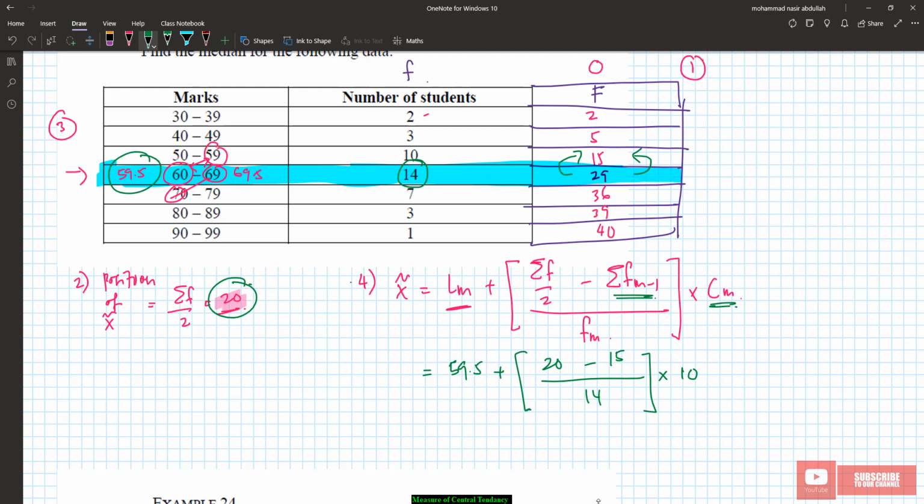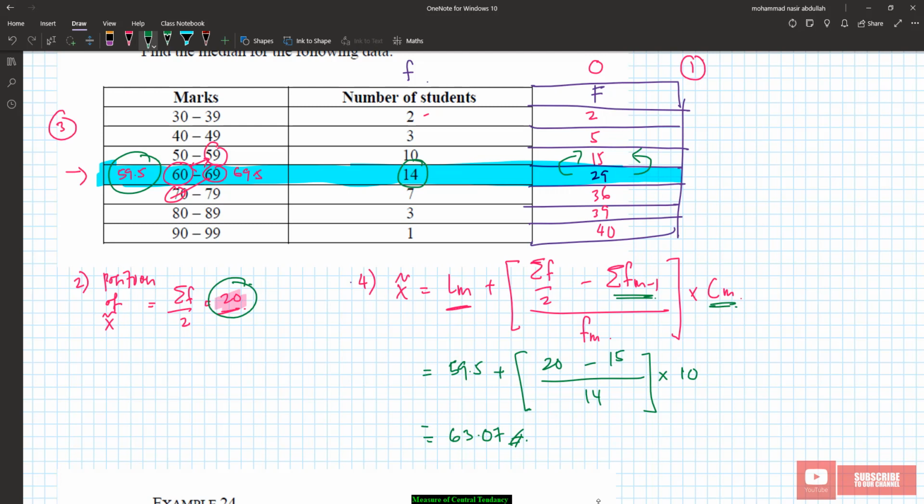Then once you plug in the values into the formula, you just hit the calculator and you will get the answer. 5 divided by 14 multiplied by 10 plus 59.5. So it should be equal to 63.07. And remember, this value should lie between 60 and 69. If you get a value outside of 69 or less than 60, it means something is wrong with your calculation.